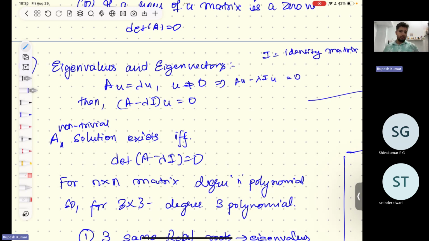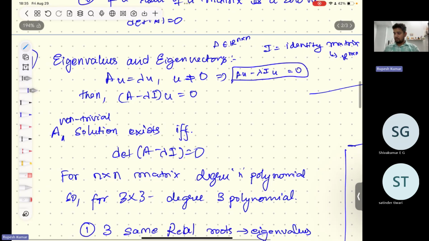Right now I am not fixing the dimension of the matrix. The matrix A can be n dimensional, belonging to R n cross n. Then I has to be the identity matrix of n cross n as well, so make sure your dimensionalities are the same. Is this equivalence true? Yes, because I into U is anyway U. The identity matrix times any vector equals the vector; it does not change the vector. Fine, let's proceed from here.